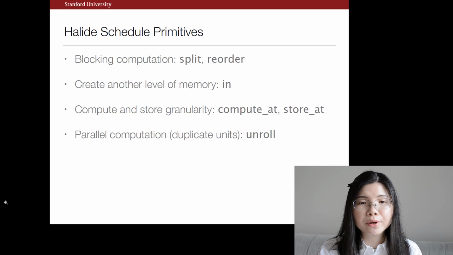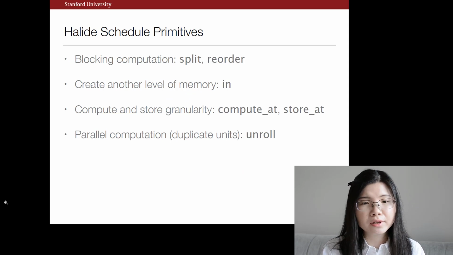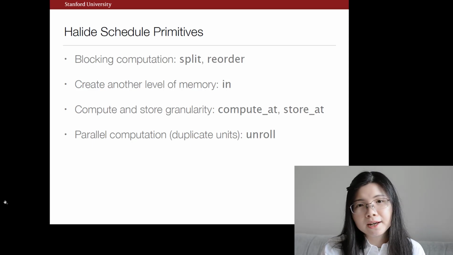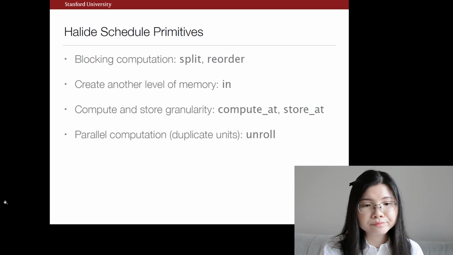Here is a brief summary of Halide schedule primitives. For blocking computation, we have split and reorder primitives. To create another level of memory, we have the in primitive. To schedule compute and store granularity, we have compute_at and store_at. To schedule parallel computations, which basically map one operation onto multiple duplicated units, we have the unroll primitive.